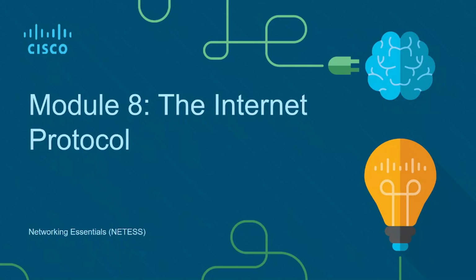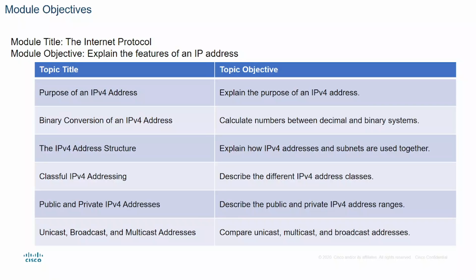All right, so let's pick up the Internet Protocol, IP, right? We've been looking at IP since when you were configuring PCs, you go to the IP configuration. Now we're going to look at the purpose of an IPv4 address, binary conversion of an IPv4 address, the IPv4 address structure, classical IPv4 address, the public and private IPv4 addresses, and the unicast, broadcast, and multicast addresses.